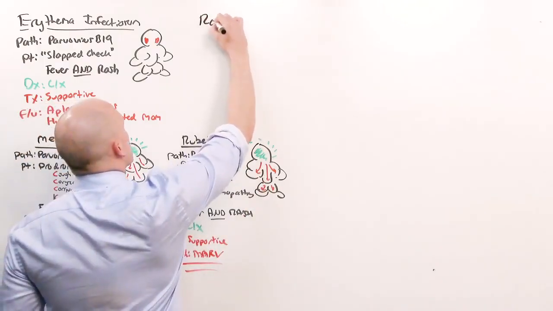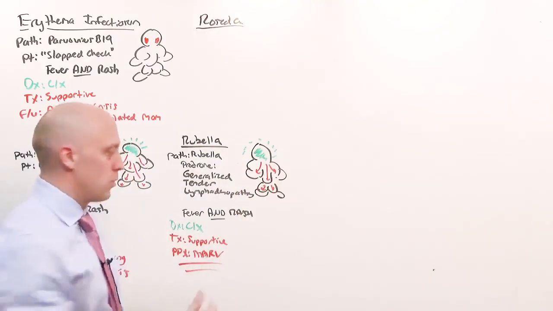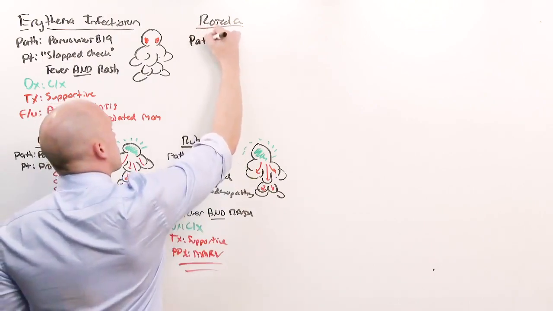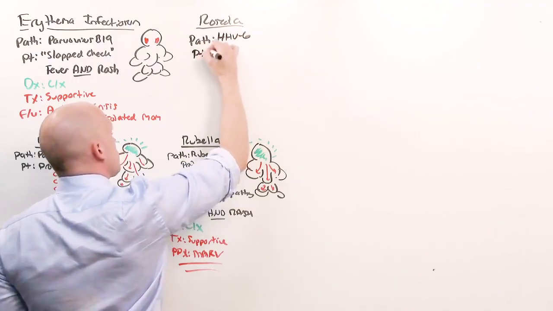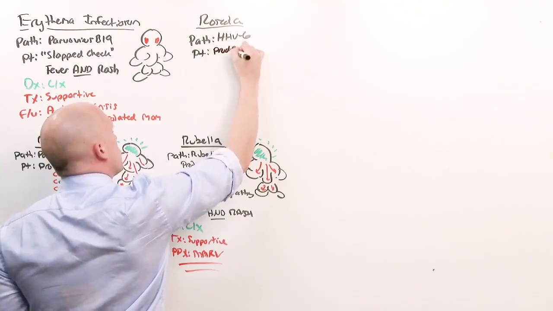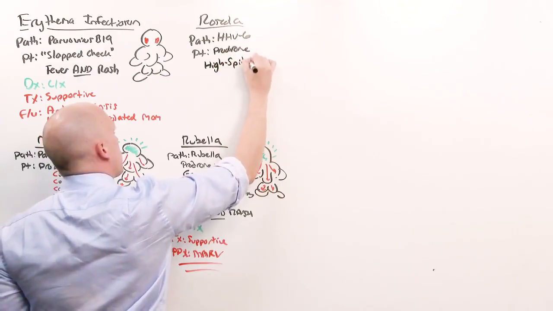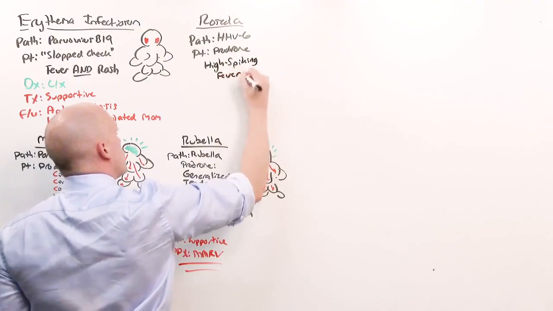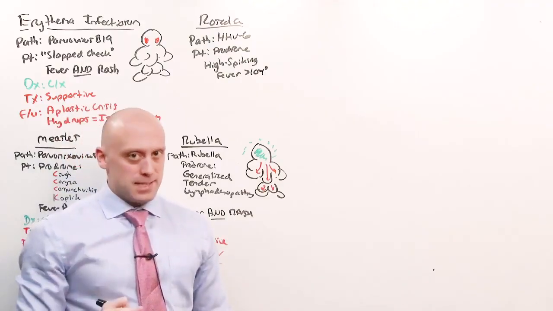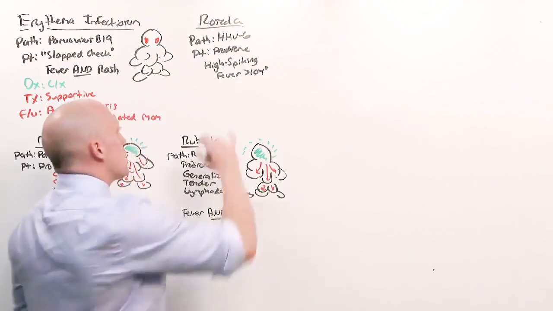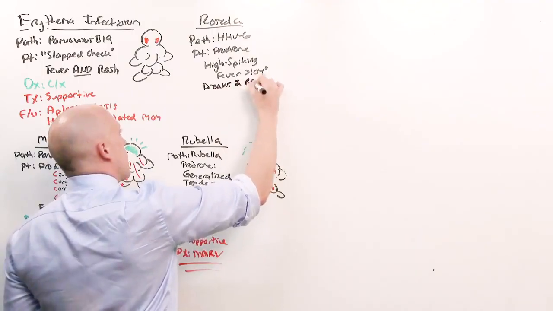Roseola I do next because you see why it makes a big difference about talking where does the rash start and where does it go. Roseola is caused by HHV6. And the prodrome here is going to be a very high spiking fever. Generally, the baby is going to get to above 104 degrees, and they'll get there fast. And the rash is going to occur after the fever breaks. The fever breaks before the rash.